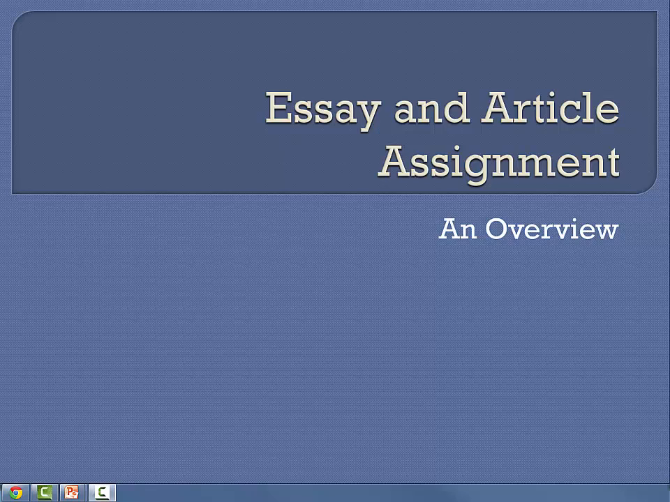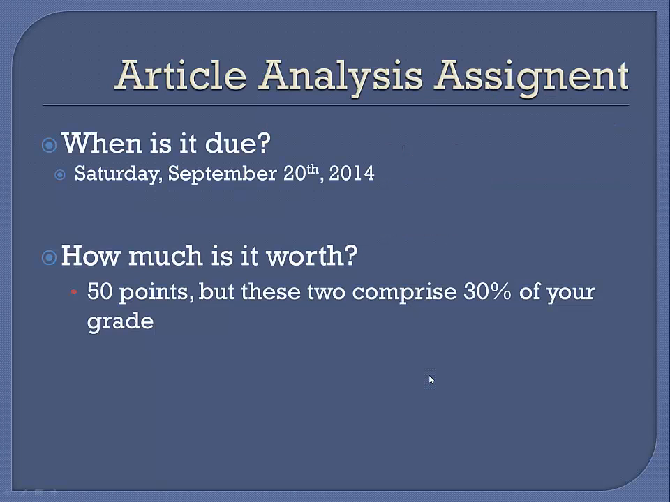Today, what I'd like to do is review two of your major assignments this course to help give you a sense of what they'll be about, what's required of you, and how they fit into your coursework. So the two are the essay, and the first that you'll be responsible for is the article analysis assignment. This is due Saturday, September 20th, so coming up fairly soon, and it's worth 50 points. But as you'll notice in your syllabus, the essay and the article analysis assignment comprise 30% of your grade.